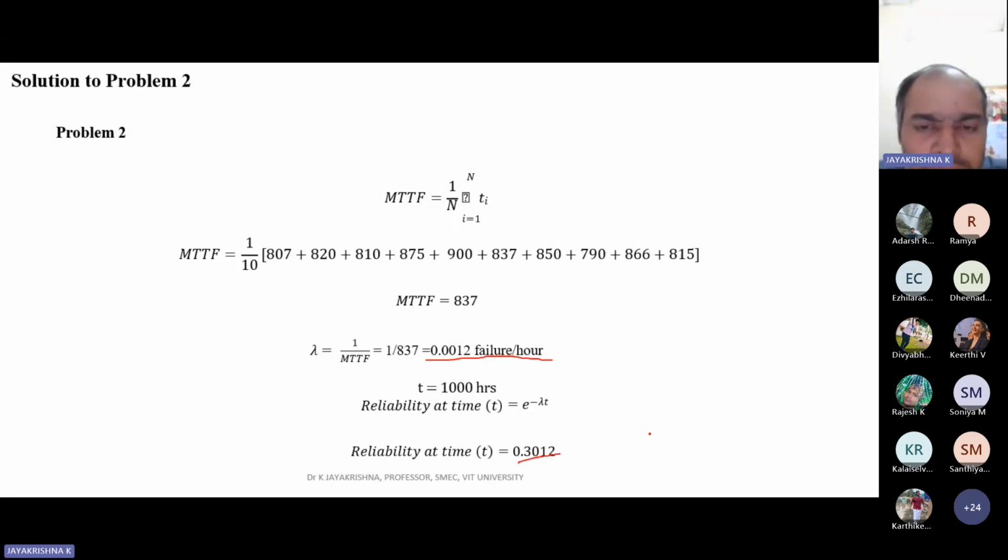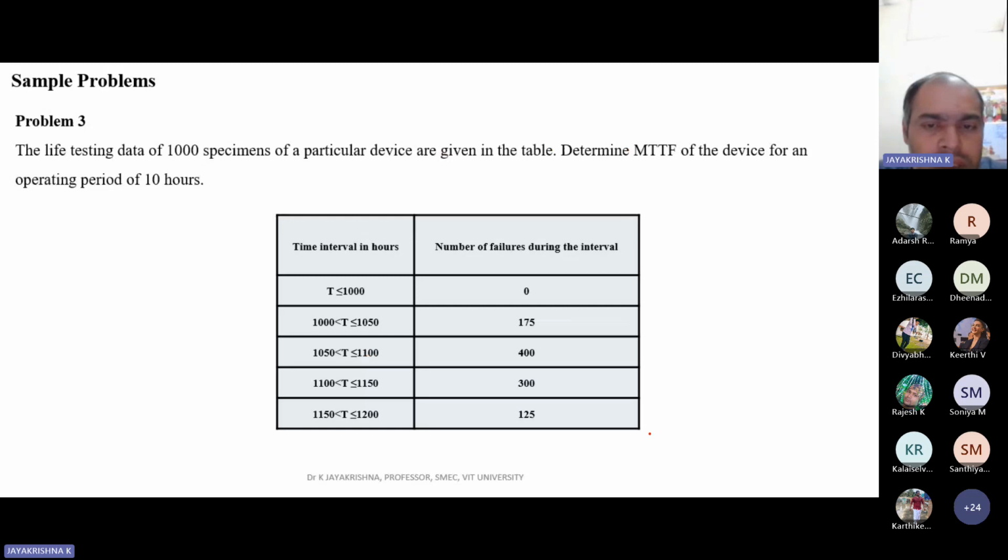Are you able to understand this formula, this problem? Is it easy? Do you want me to explain again? Anything, yes or no? Understood, sir. Okay, good.